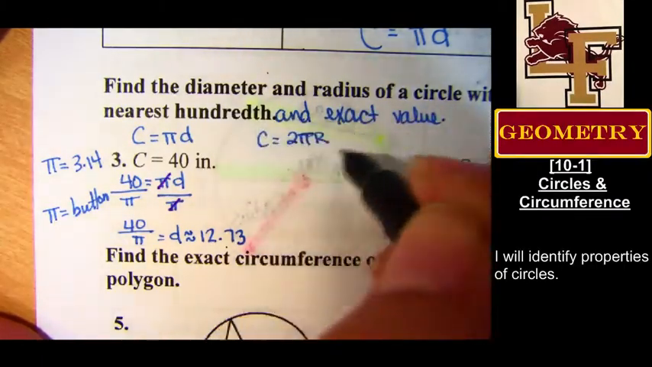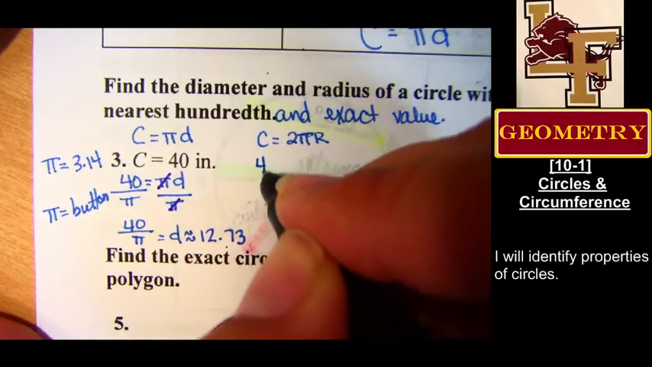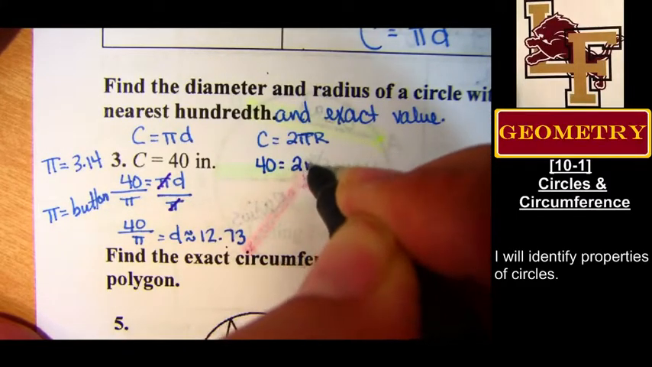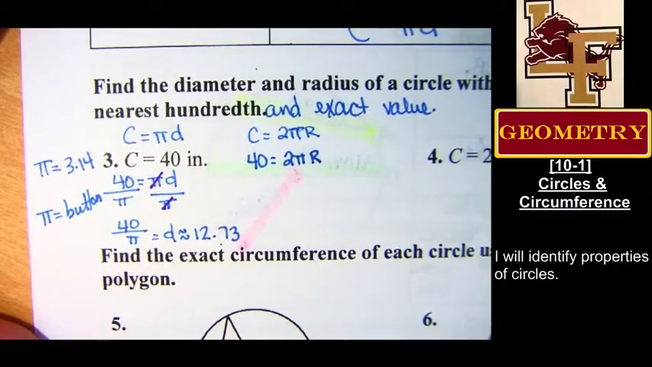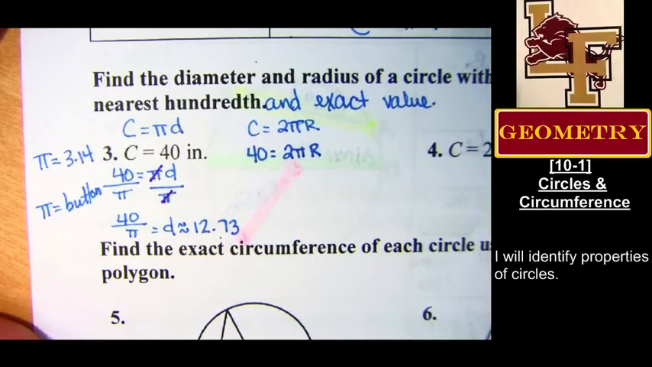Circumference in radius. My circumference is 40. And now I'm going to solve that one for the radius. How do I get the radius by itself?